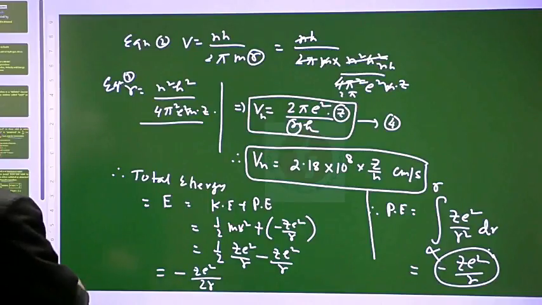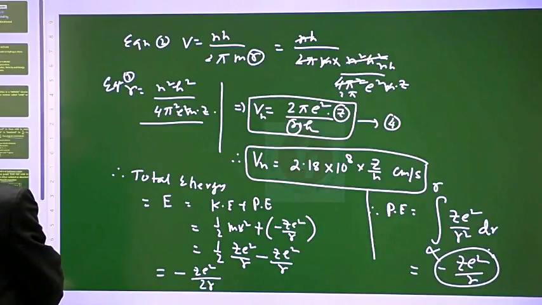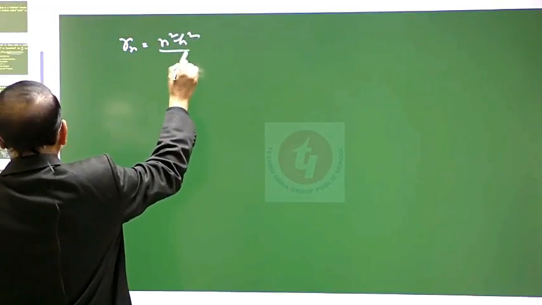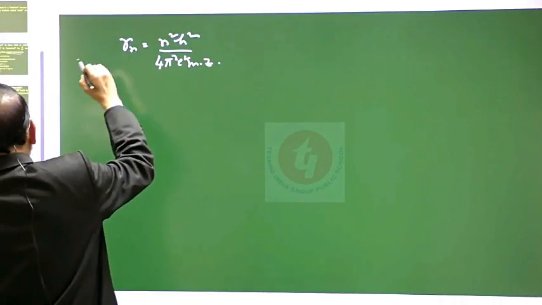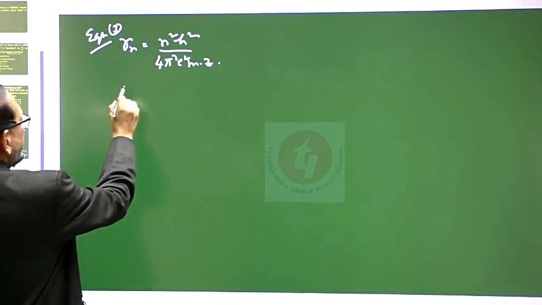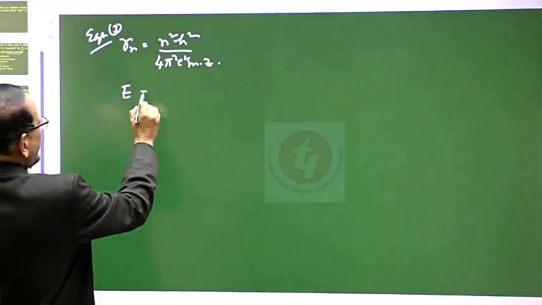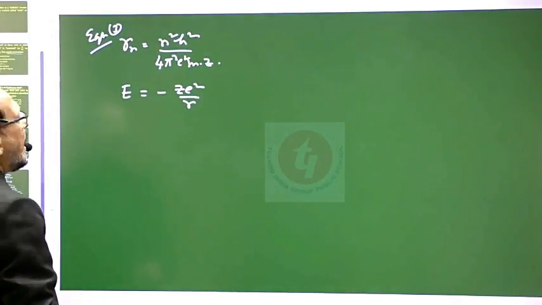So what is the value of R? R we have already calculated. Okay, let me take another page. Now R is equal to N square H square by 4 pi square E square M into Z. This is from equation number 3. From equation 3 we already have this data, and the total energy we have calculated just now is equal to minus Z square by 2R. Now we are putting the value of R.